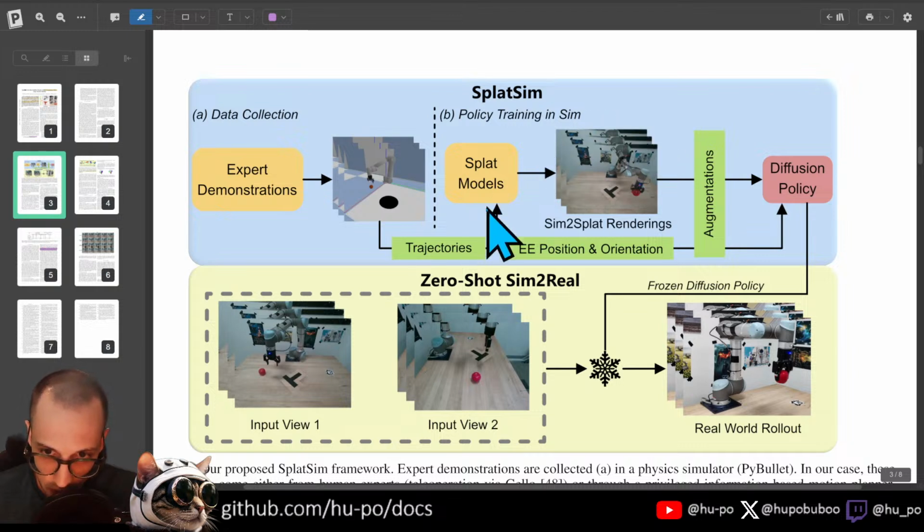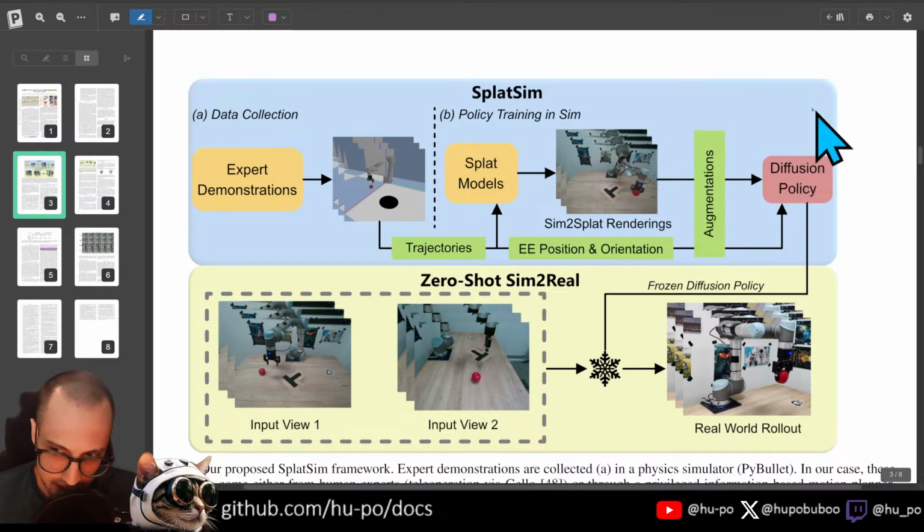And when you take these trajectories in your sim and then basically re-render them in this splat, you now have a bunch of RGB trajectories with expert control actions for every single image. And now you can take your data set, which would have been very difficult for sim to real transfer, and now it's going to work a little bit better for sim to real transfer, right?